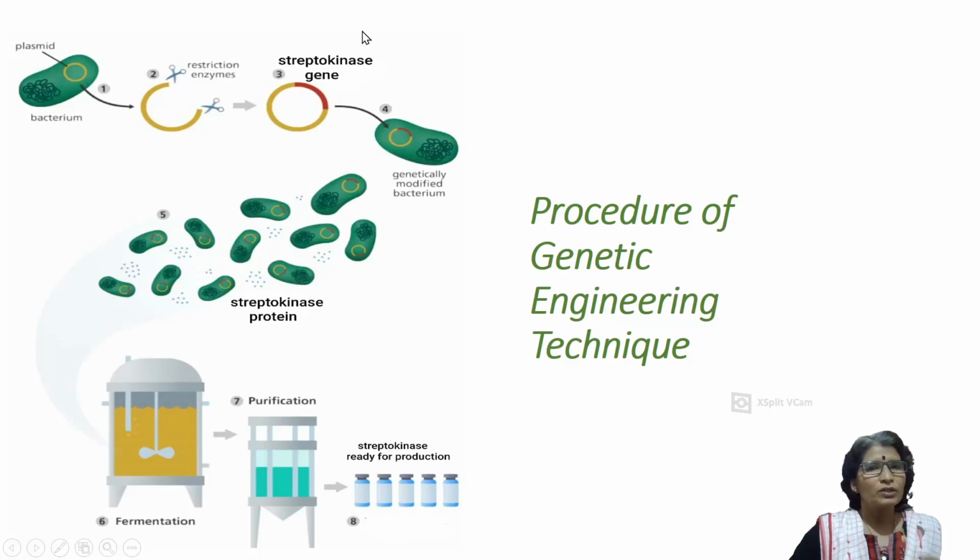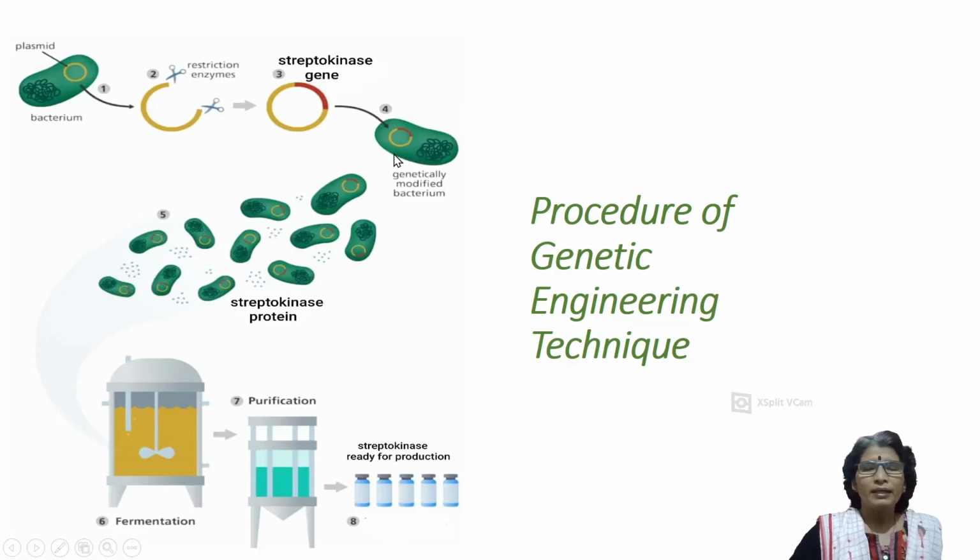Directly when we take Streptococcus bacteria, that bacteria can produce so many enzymes along with streptokinase. But here we need only the streptokinase enzyme. That is why we have to separate the streptokinase gene only, and then insert it into the plasmid. After completing the genetic modification, we insert this plasmid into the bacterium. Now this bacterium is called a genetically modified bacterium. It can produce the streptokinase enzyme only. This bacteria never produces any other enzyme because it has only one streptokinase gene.